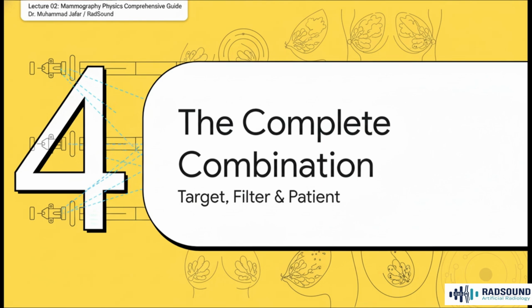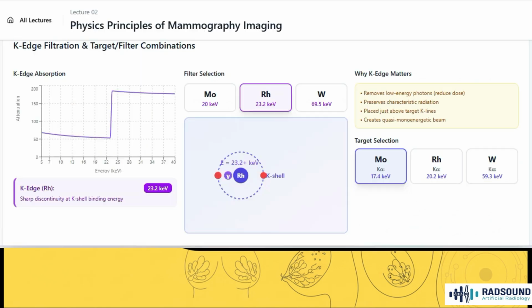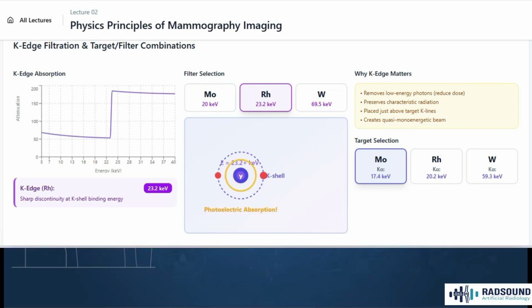So, we have our targets and we have our filters. Now let's put it all together and see how these combinations are matched, not just to each other, but more importantly, to the patient's specific anatomy. This table really lays it all out. Think of it as a spectrum.